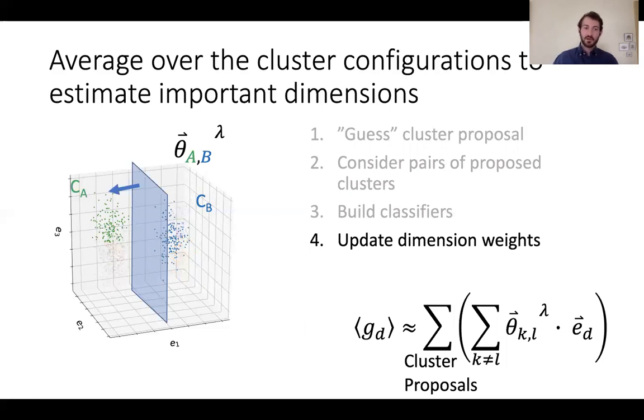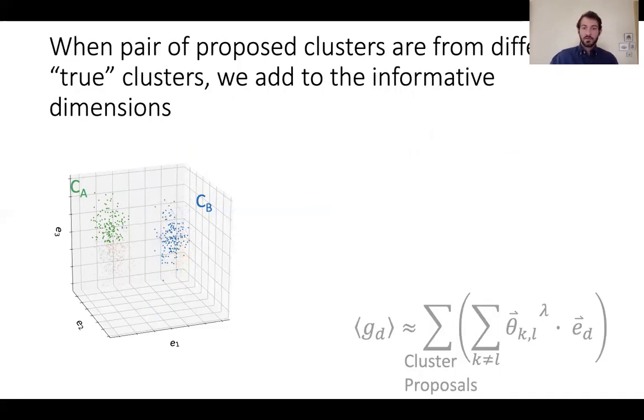I'm going to do this over, as I said, an ensemble of cluster proposals. This is one instance of coloring in the points, but I'm going to color in the points many, many different ways and average over all of those instances. Now we want to understand a bit about when this is going to give us a good answer and when this is going to give us a bad answer.